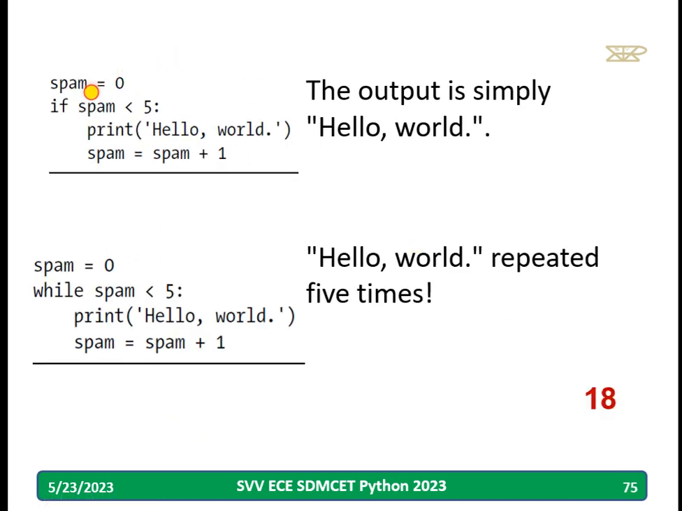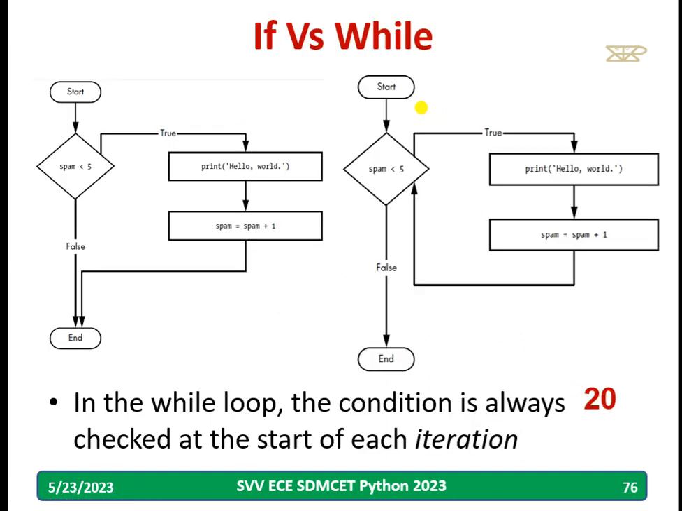Now here, what will happen? spam = 0, and spam < 5 is true. It will execute print hello world, and spam is incremented by 1. In the while version also spam is 0, and while spam < 5 is true, it will execute this. Spam is incremented by 1, but it will go back and loop again until spam becomes greater than or equal to 5. That's why this will print 5 times, and the if version will print only once. Pause the video, go through it and try to understand.